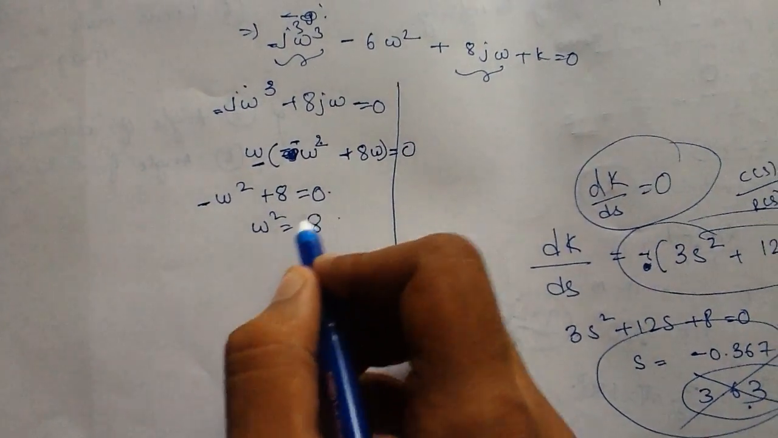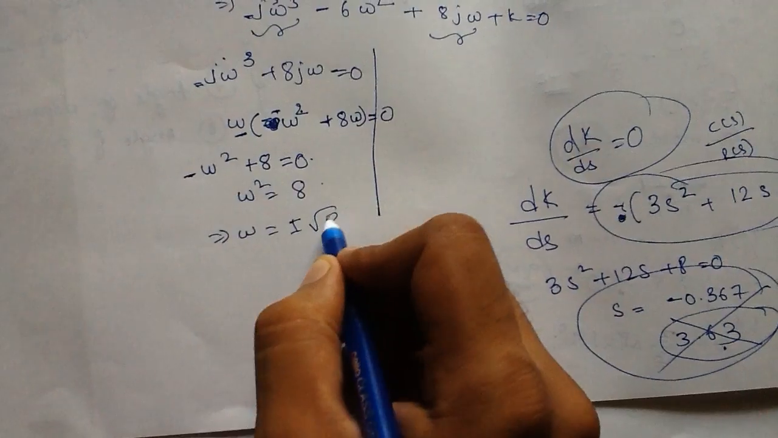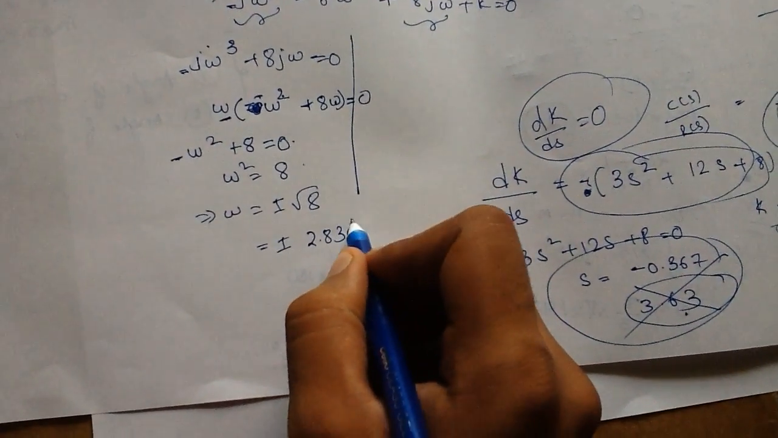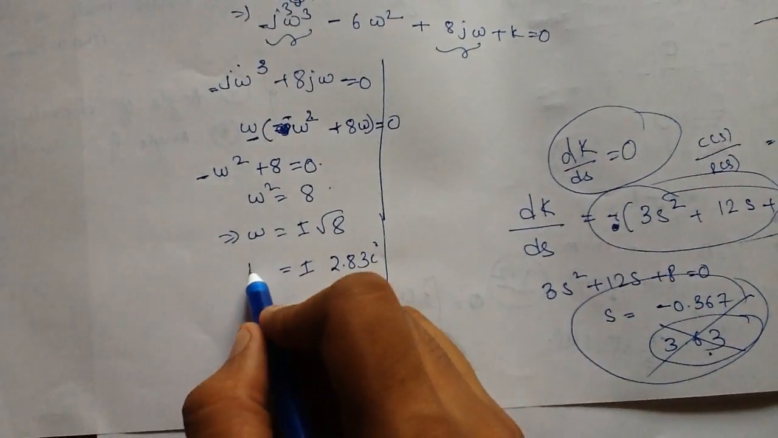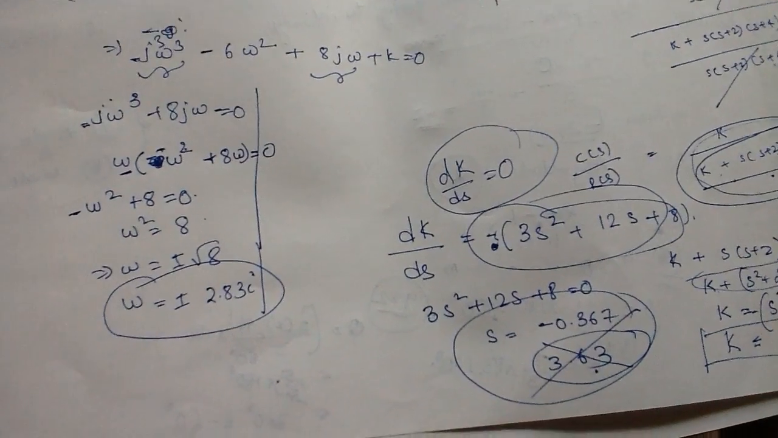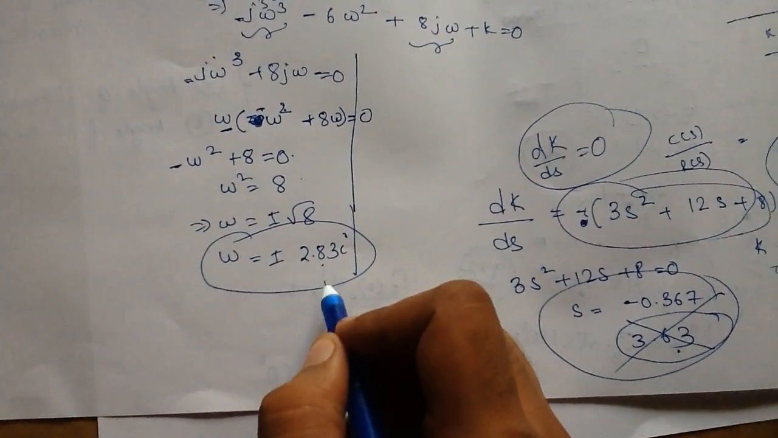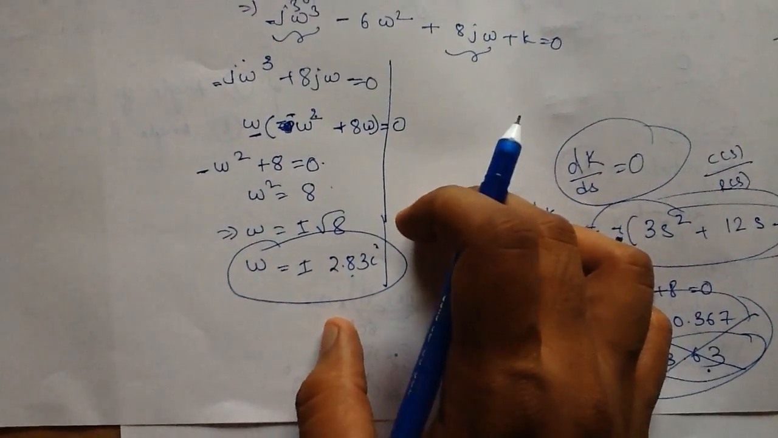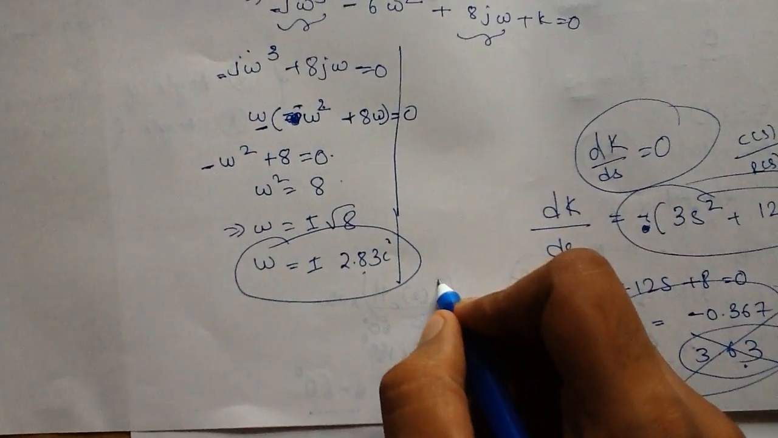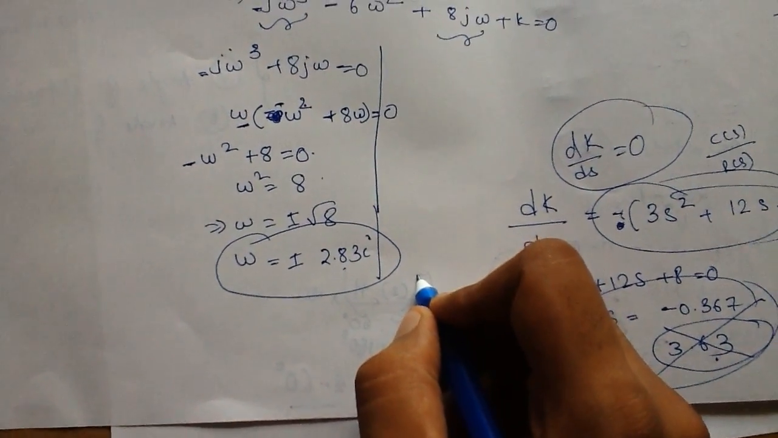So omega square is equal to 8, and omega is equal to plus or minus root 8, which is equal to plus or minus 2.83 j. So this is my omega value. This is where the root locus points are going to meet the imaginary axis, at 0 comma 2.83 and 0 comma minus 2.83.